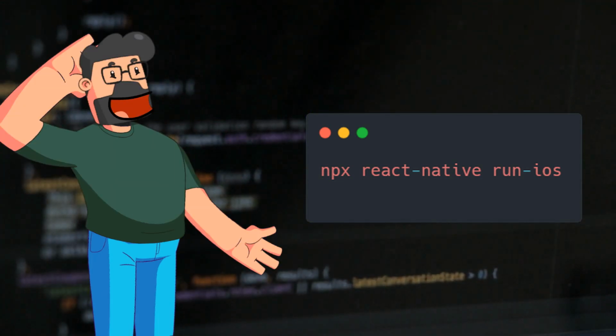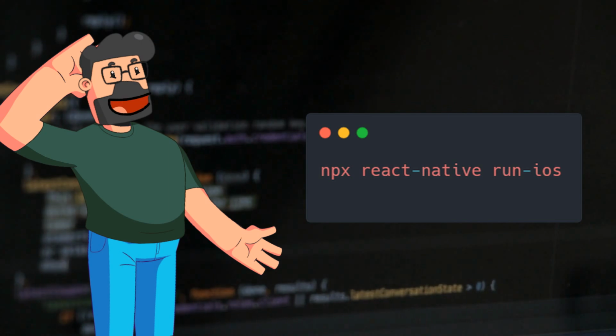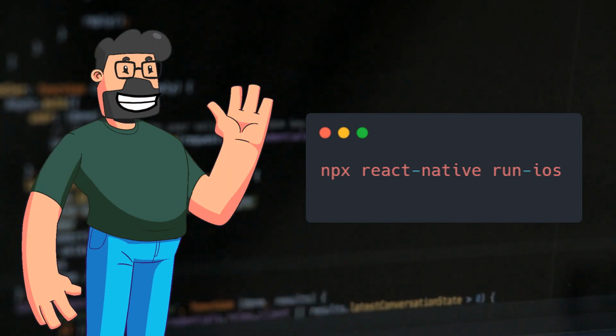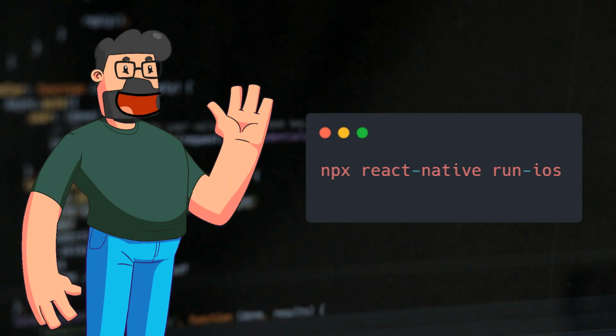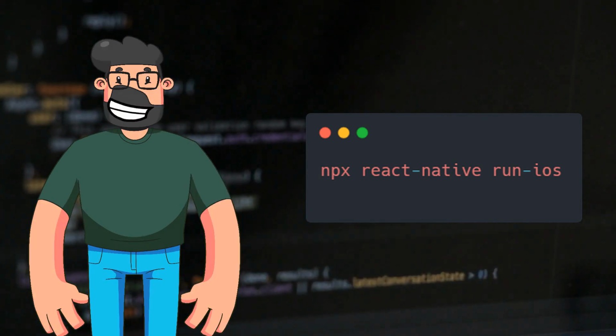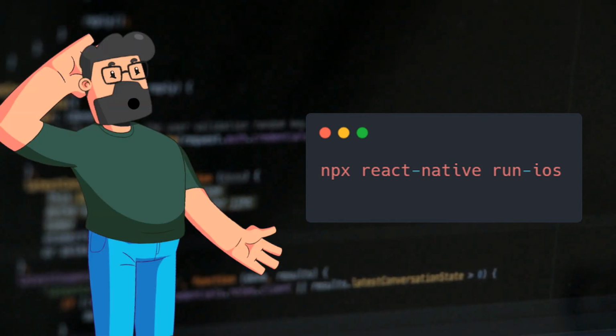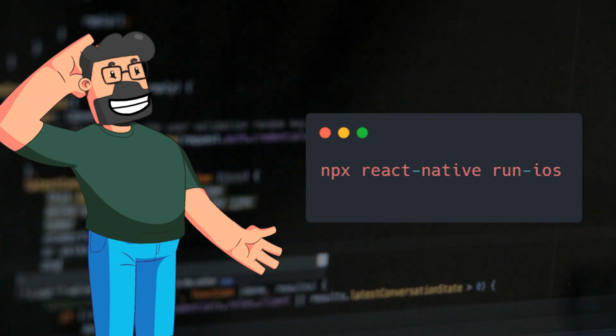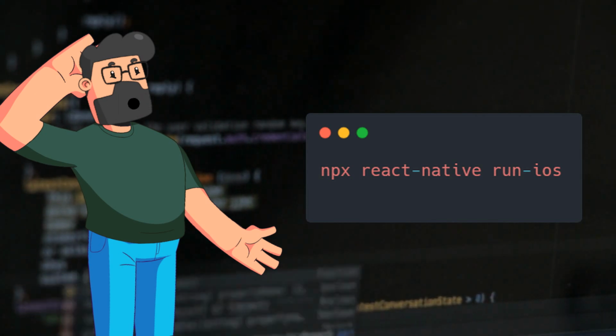The key fix lies in running a specific command in your React Native project. By executing the command `npx react-native run-ios`, you can address the build system crash issue. This command is instrumental in identifying and resolving the cause of the error that's been plaguing your project.